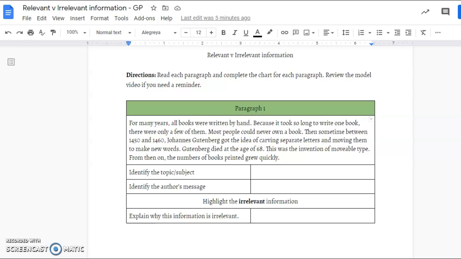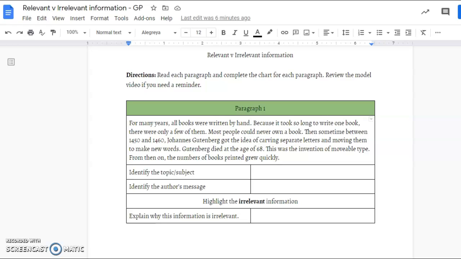Okay, so I'm going to go ahead and go through this one guided practice. You're going to see something similar like this that you'll be doing after me. So, of course, you're going to see these directions: read each paragraph, complete the chart for each paragraph, review the model video if you need a reminder. That is this video that you will be reviewing if you need a reminder. So, first of all, let's read the paragraph.